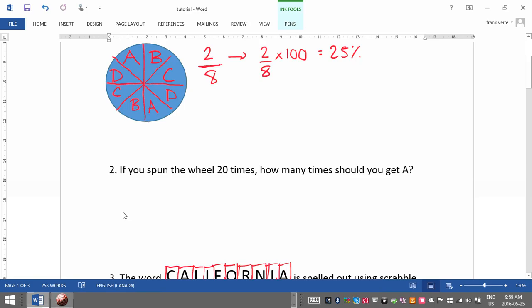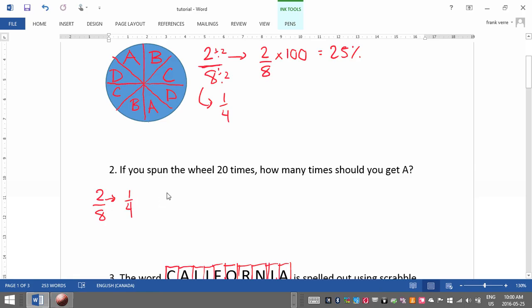Alright, so let's see what the answer is. So if you spin the wheel 20 times, we know that there is a 2 in 8 chance of getting A. Okay. By the way, 2 in 8 is the same as 1 in 4. Because if you divide 2 by 2, you get 1. And if you divide 8 by 2, you get 4. So 2 and 8 or 1 and 4 are actually the same thing. So there's a 1 in 4 chance of getting A or 2 in 8 chance.